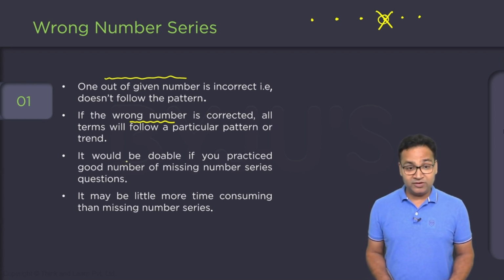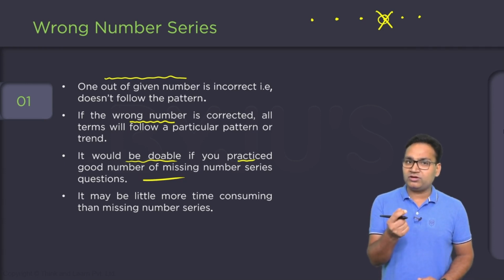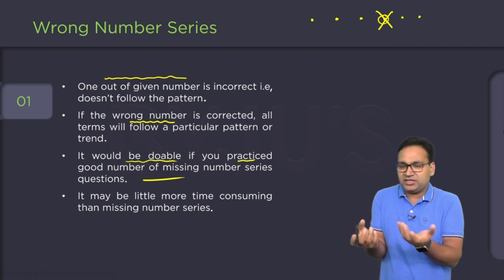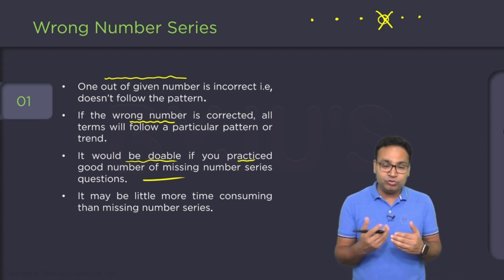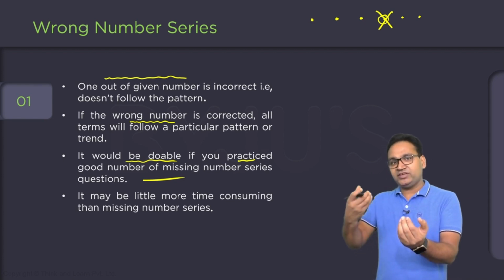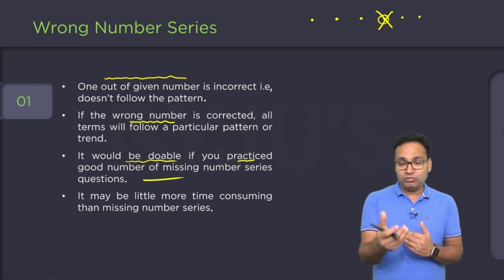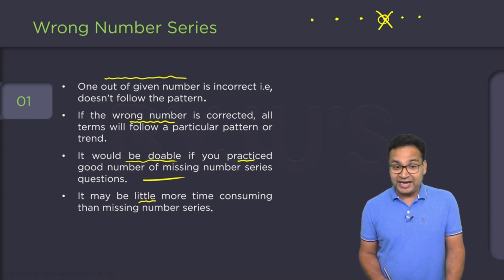Okay, it would be doable if you practice a good number of missing number series. This is the core reason why people struggle in the wrong number series, because they do not practice missing number series. They do not get used to the variety of patterns, and they straight away jump onto the wrong number series. That would not be the right way to get command over wrong number series.